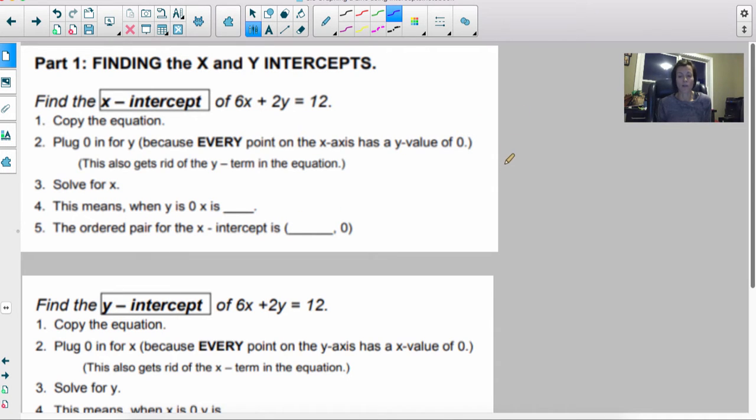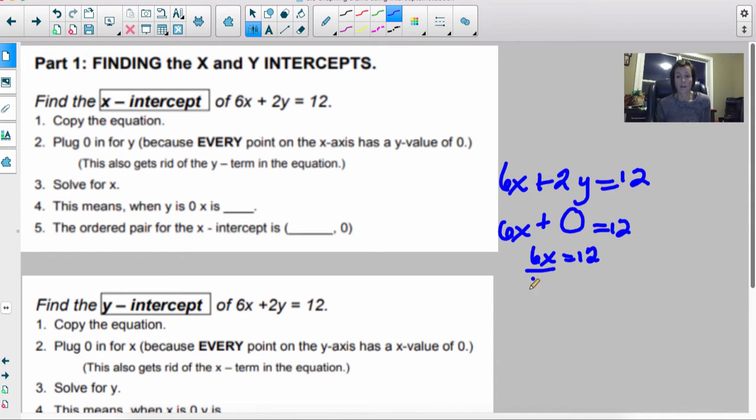Okay, so if we have 6x + 2y = 12, it tells us to plug in 0 for y, which would give us 6x = 12. So x would equal 2. So when y is 0, x is 2. The ordered pair for the x-intercept would be (2, 0).